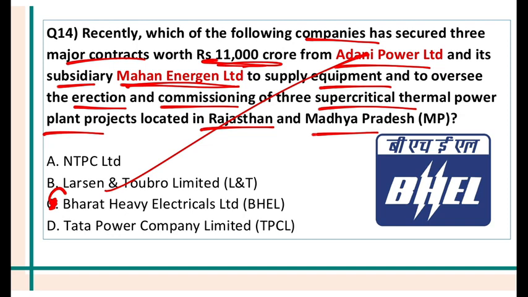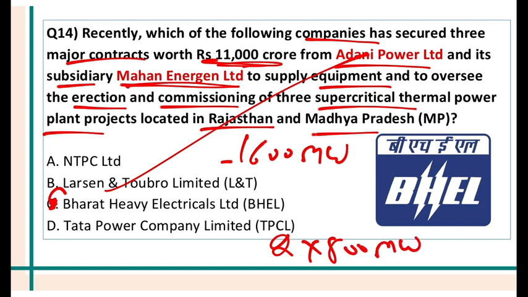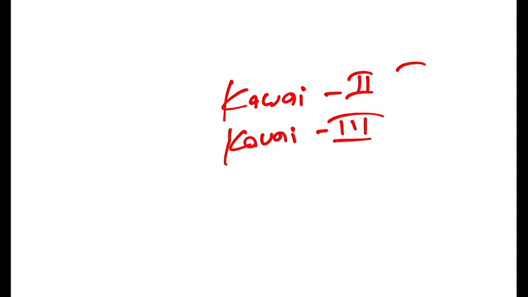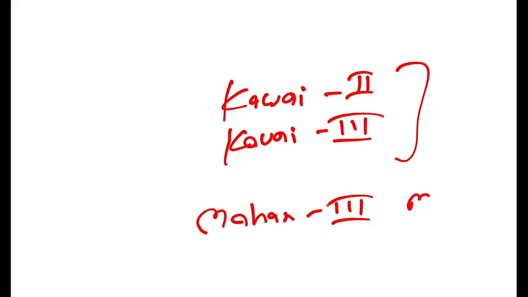Now, which are these projects? So every project will be 1600 megawatt. First of all, it will have 2 units of 800 megawatt, 1600 megawatt each. So what are the names of these projects? So we have the Kawai phase 2 project. We have Kawai phase 3 project, both are in Rajasthan. And then we have Mahan phase 3 project, which is in Madhya Pradesh. Every project will have a capacity of 1600 megawatt.